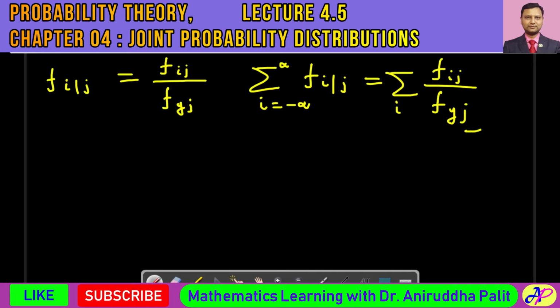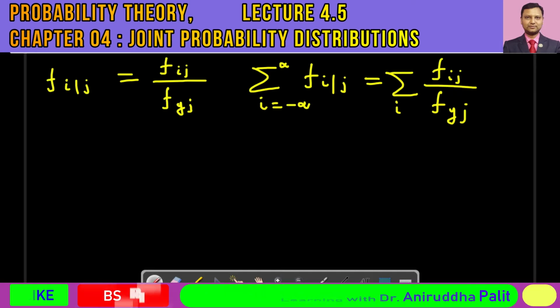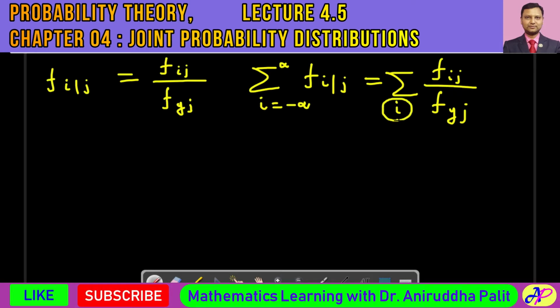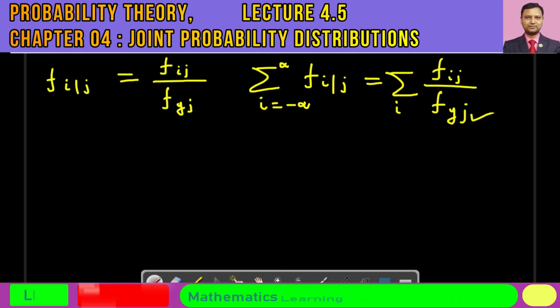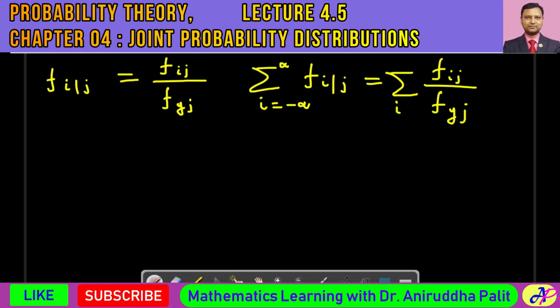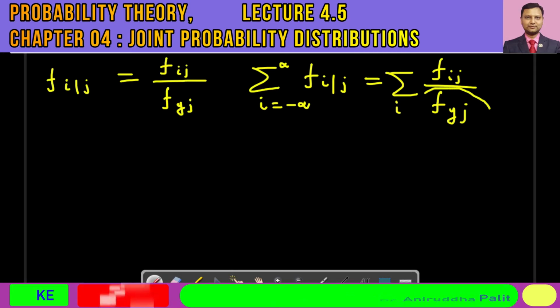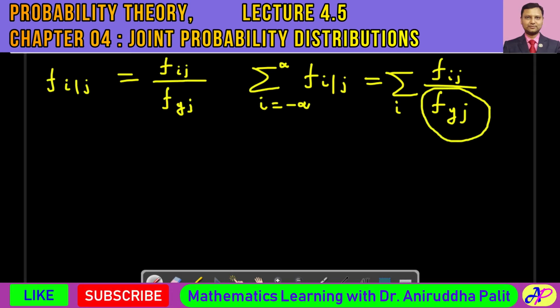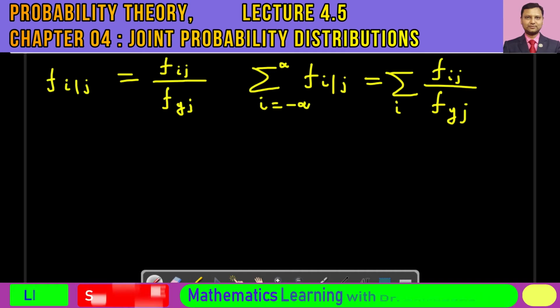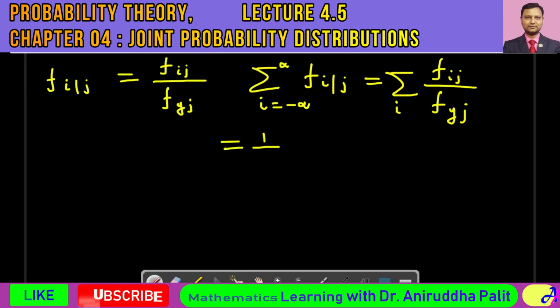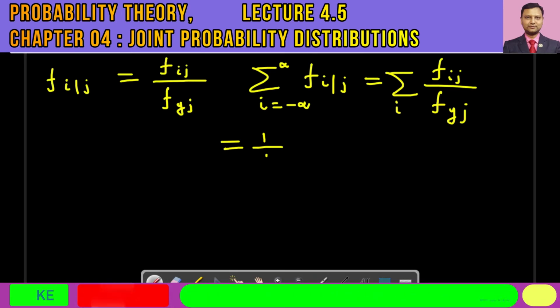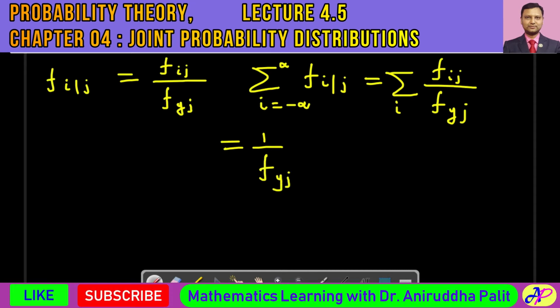Now you see this expression in the denominator does not depend upon this index i. It is actually dependent upon this index j, and j is over here a fixed index. Y is equal to yj is provided, so the value of this index j is fixed. So this quantity does not depend upon i, and therefore it can be taken outside the summation symbol. Therefore this can be written as 1 by f(yj), and that would be summation of f(ij).